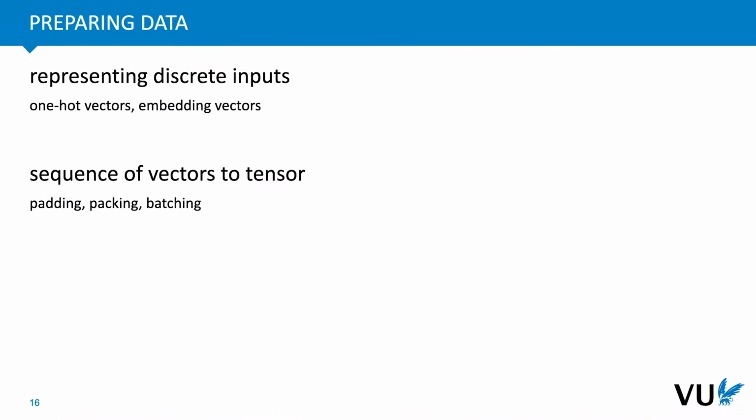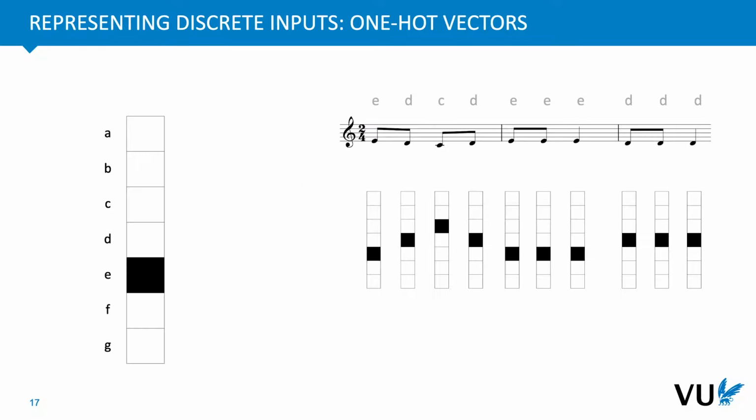Now, let's look at how to prepare our data so that we can feed it to a sequence-to-sequence layer in a system like PyTorch. First, if our data has discrete inputs, then we need to turn that into a sequence of vectors. One way to do that is by what are called one-hot vectors.